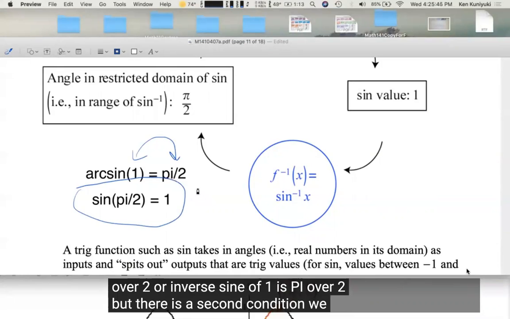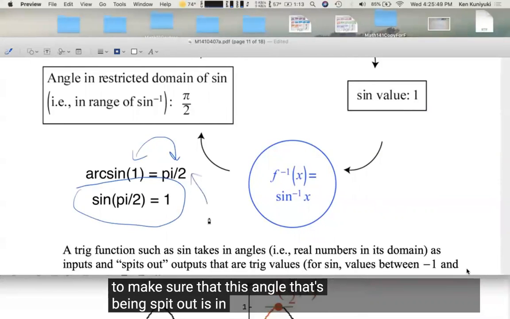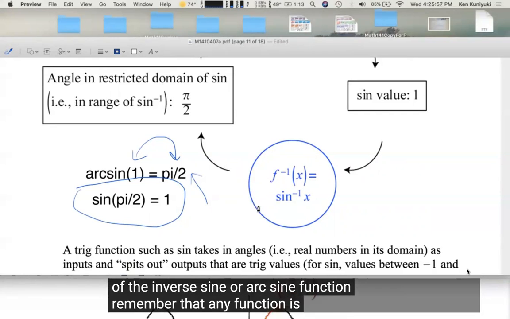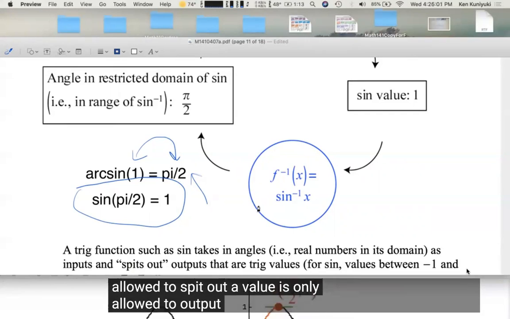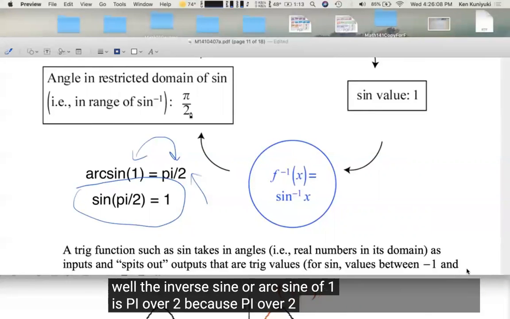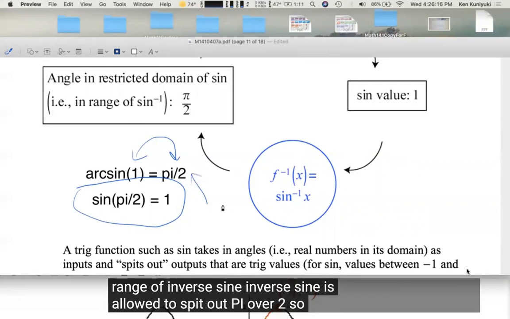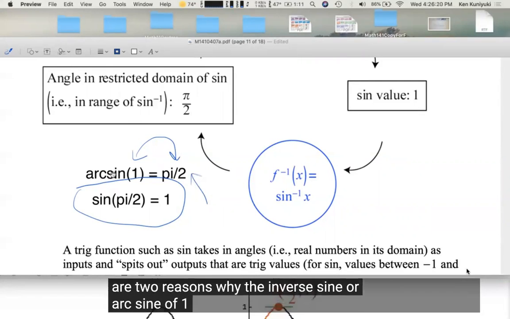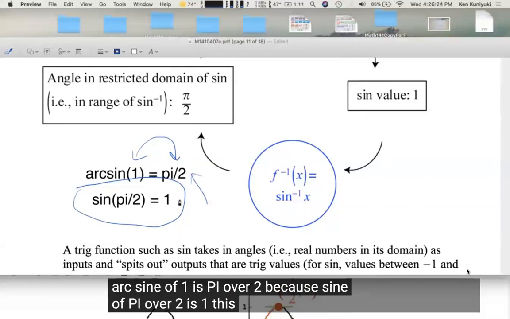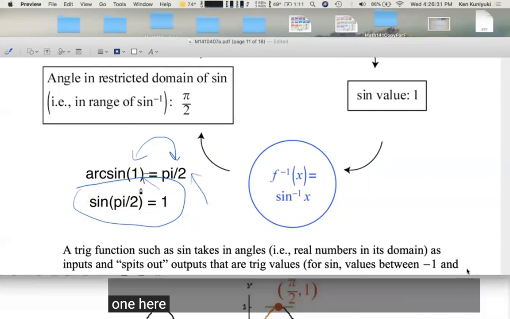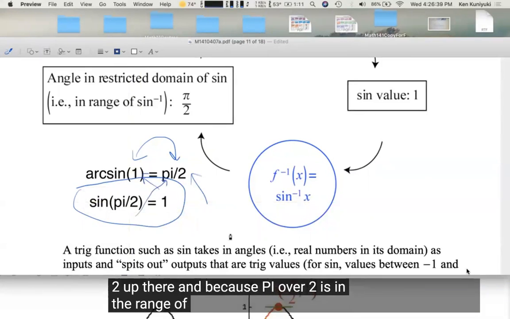But there is a second condition. We have to make sure that this angle that's being spit out is in fact in the range of the inverse sine or arcsine function. Remember that any function is only allowed to output a value in its range. Well, the inverse sine or arcsine of 1 is pi over 2 because pi over 2 is in the range of inverse sine. Inverse sine is allowed to spit out pi over 2. So there are two reasons why the inverse sine or arcsine of 1 is pi over 2. Because sine of pi over 2 is 1, this switching works. One here, one there, pi over 2 here, pi over 2 up there. And because pi over 2 is in the range of the inverse sine function.